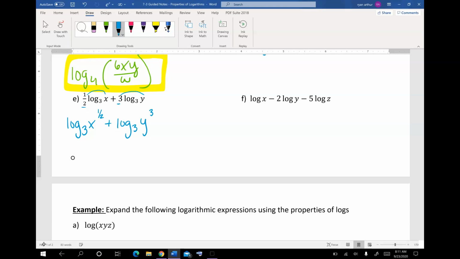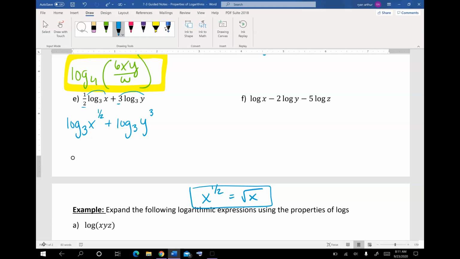Now, you really should remember this one. I feel like this one's an important one. Anytime you have x to the 1/2 power, that is really just the square root of x. That is very important that you know that. You might see that on your test. A 1/2 is a square root.